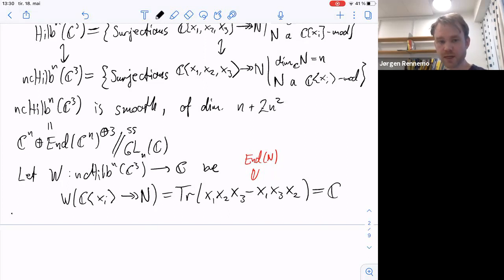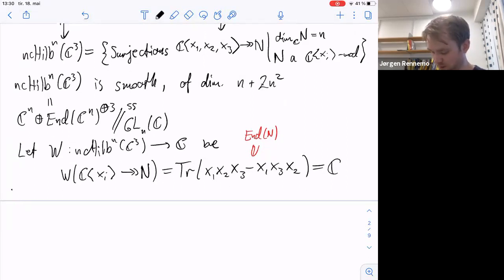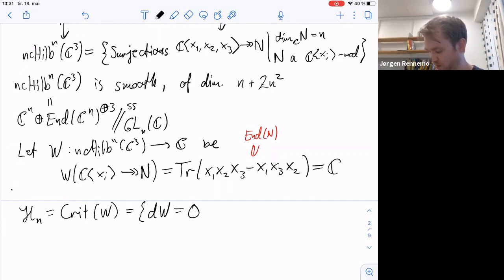And the point is now Hn is the critical locus of W, or the vanishing locus, in a scheme-theoretic sense. If one wants to understand this, it's a very fun exercise to check that this is actually the case, that differentiating W produces all the commutation relations between the xi.